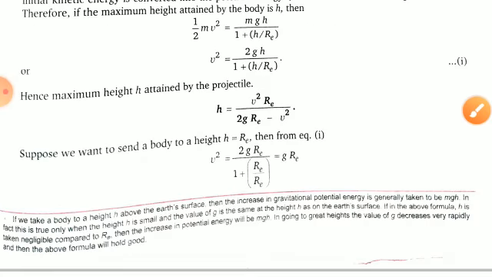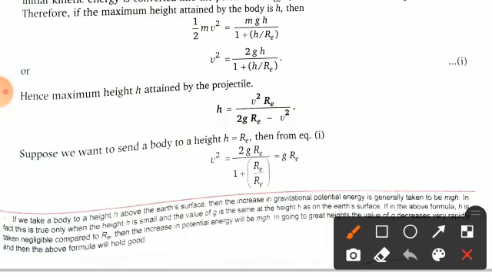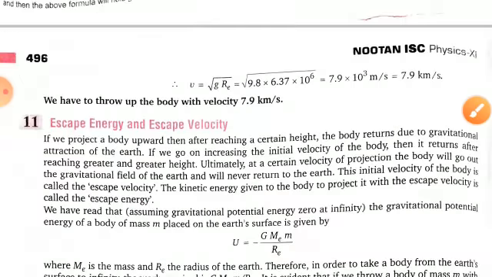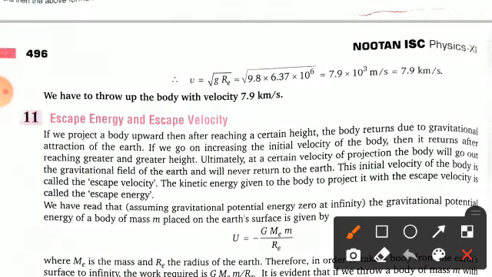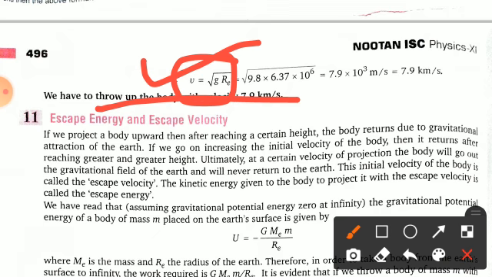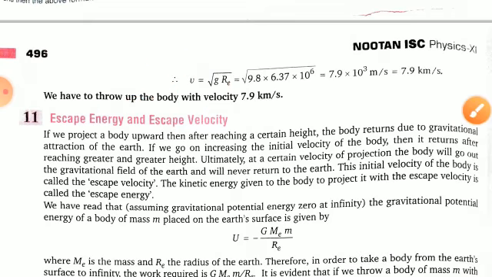Now suppose we want to send a body to a height h equal to Re, which is equal to the radius of the earth. Then put the value here and you will get this relation, fine. After solving and putting in all the values, there is a relation with escape velocity, V equals under root g Re. So if you know the acceleration due to gravity and the radius of the earth, you can find out the velocity with which you can throw a body, fine. This is 7.9 km per second. I hope this is clear.